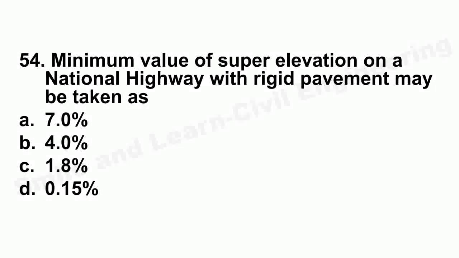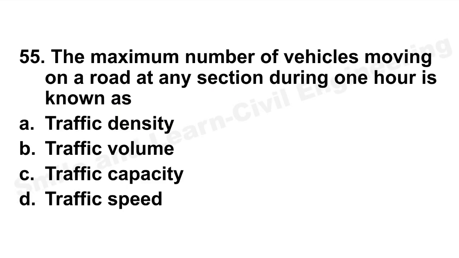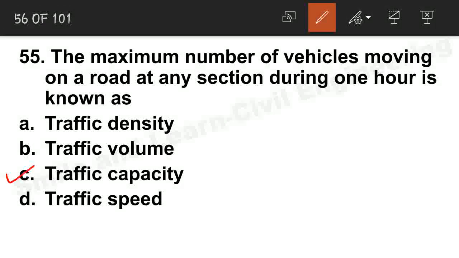Next question, minimum value of super elevation on a national highway with rigid pavement. Minimum value is asked. So correct answer will be probably 7% as the minimum value. This you need to provide. Steeper super elevation may be provided. We have already discussed now. Next question, maximum number of vehicles moving on a road at any section during 1 hour is known as. So maximum number of vehicles which can move is our traffic capacity, not volume but the traffic capacity, right?